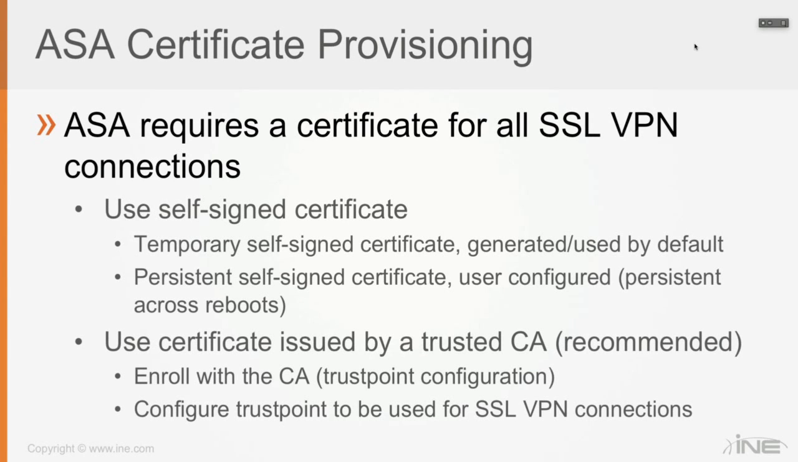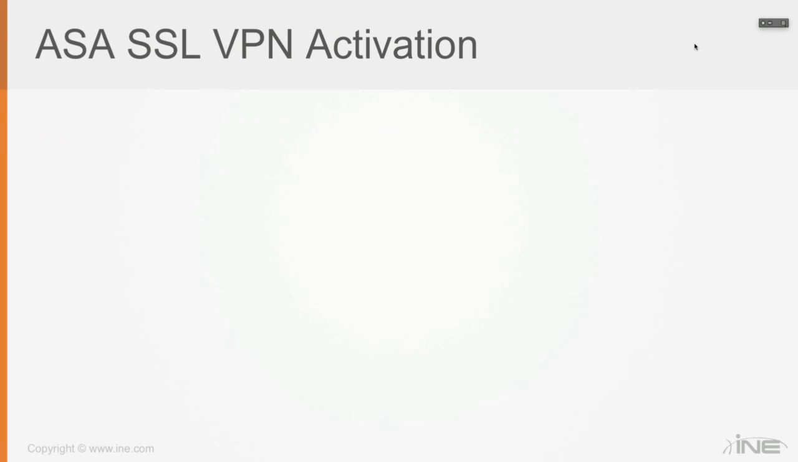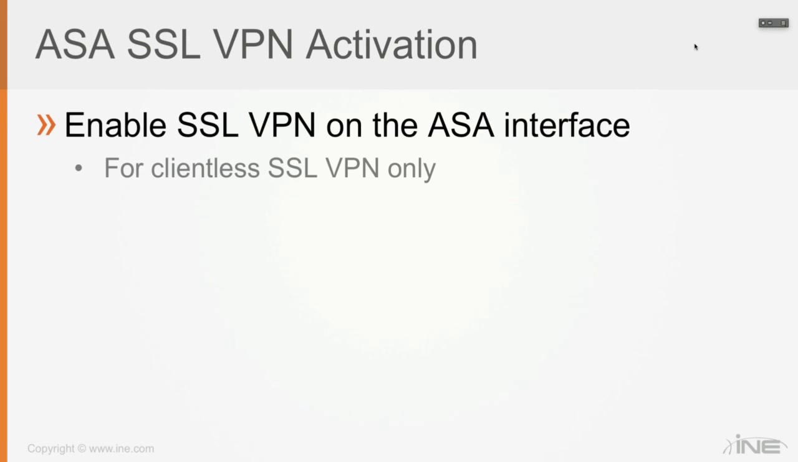Certificate provisioning is going to be the same as in client-based SSL VPN. So the way the ASA can get a certificate to be used for SSL VPNs is going to be the same options as in client-based SSL VPNs. Then activating clientless SSL VPN is going to be done the same way as we did in client-based, as you're going to see. So we have to enable SSL VPN capabilities on that ASA interface which is used to terminate the SSL tunnels.